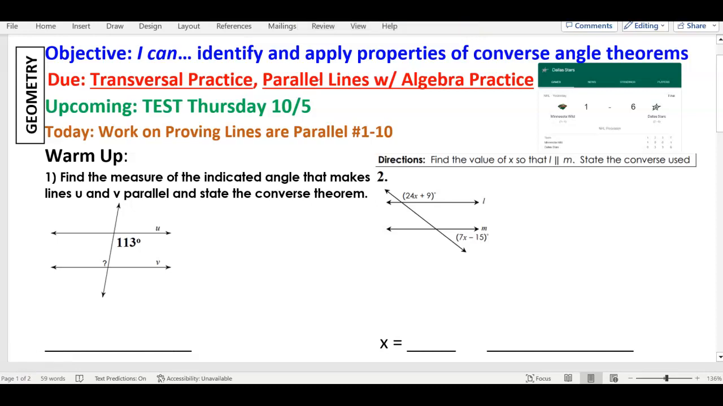All right, so I have partially regained my voice, so we're gonna do this warm up now.